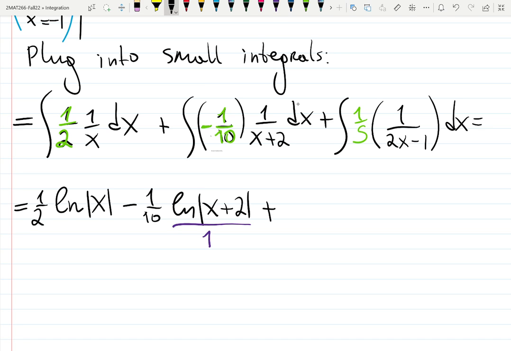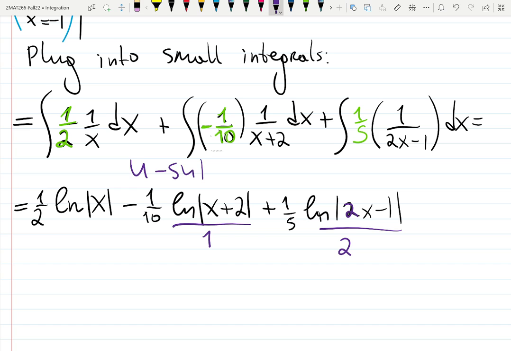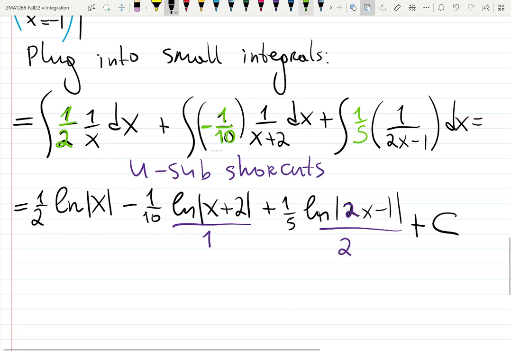Not the last one, plus 1/5, what? Natural log over 2, exactly. So people who don't know why we're doing this, this is a U sub, shortcuts. But if you don't know shortcuts, that's fine. Just perform your substitution, you'll be fine. Plus C, amazing. So after all of this hard work, don't forget to put plus C.